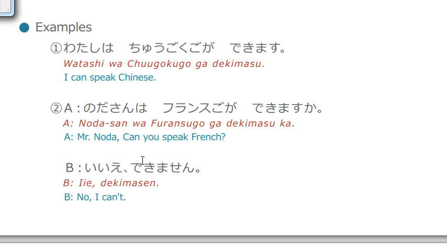Instead of dekimasu, we use dekimasen, which means can't. We'll learn a little more about how to form negative verbs later on in the year or in year 10. But for the time being, let's just learn the fact that dekimasen means can't.